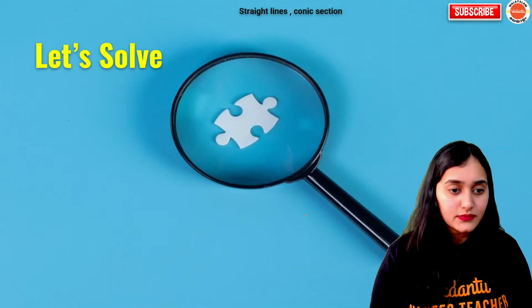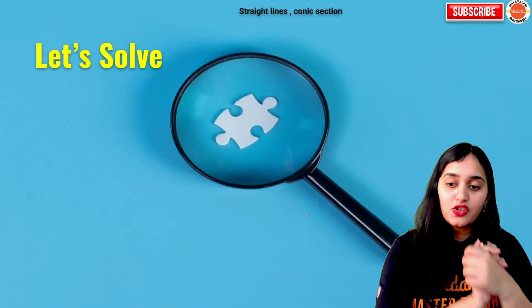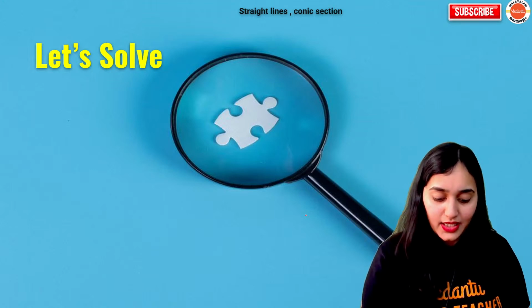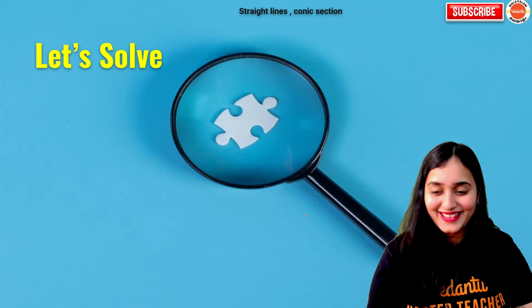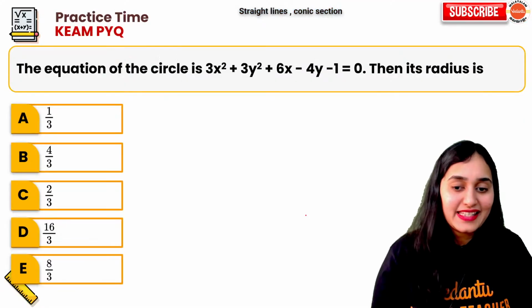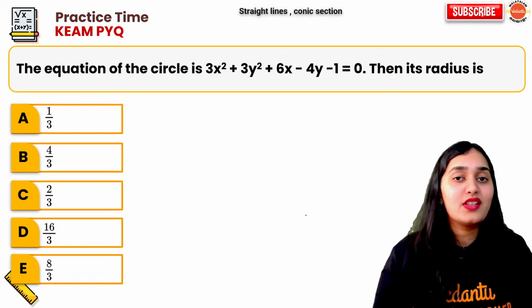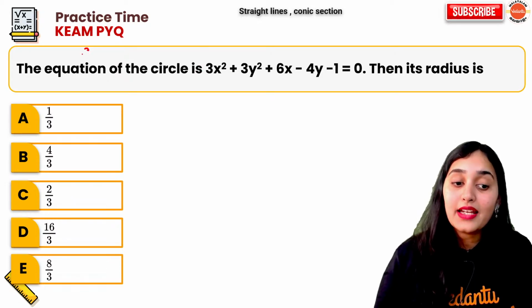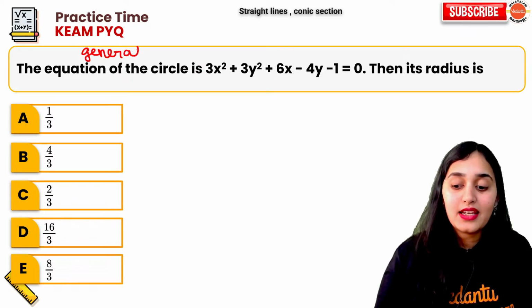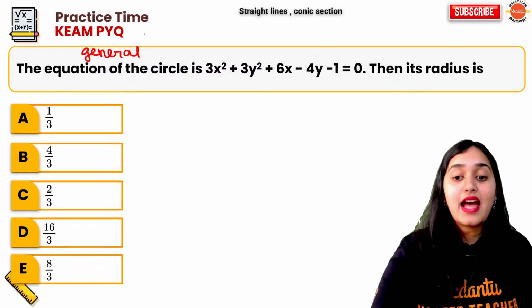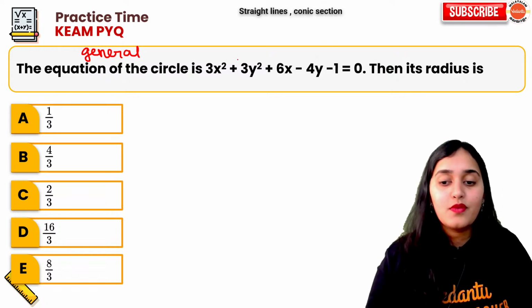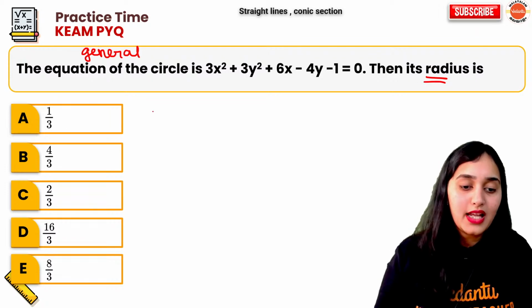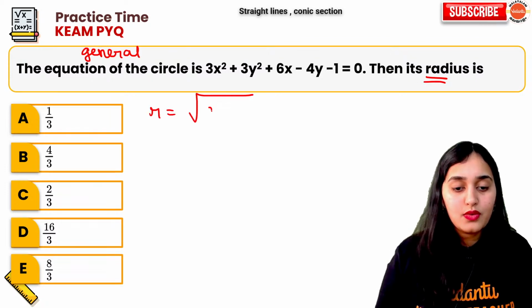Okay? Cool. Are you all ready to solve some questions? Shall we do some problems? Alright, let's see what type of questions are asked. First, the equation of the circle is given. This is again the general equation, right? Then they are asking the radius of the circle. What is the radius of the circle formula? Radius of the circle is square root of g square plus f square minus c.